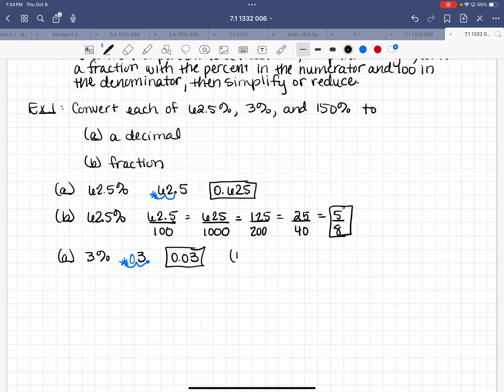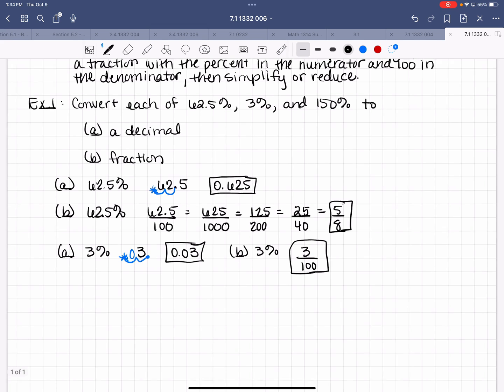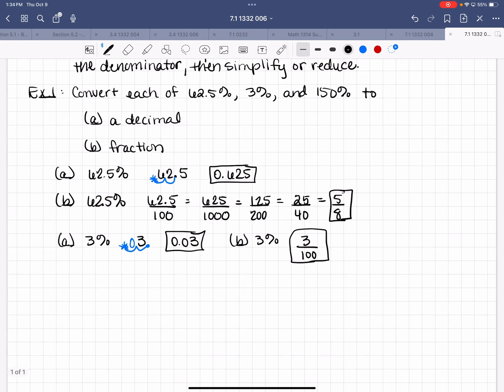Okay. I'm going to write B beside it because there's not much to that fraction. If I take 3%, I know that's going to be 3 over 100. And guys, you can't do anything to that. It doesn't get any smaller. Okay, last one is 150%.